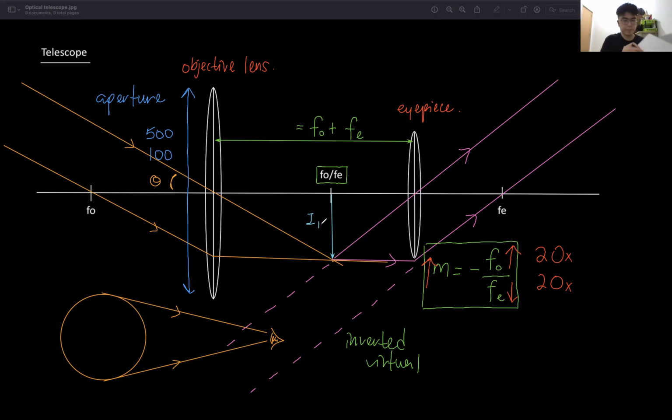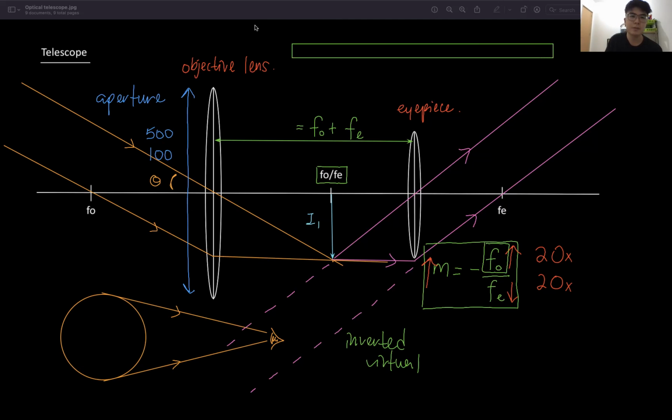Okay, so I think we already went through the important points. So this is the tube. Talking about increasing the magnification, right? You increase the focal length of the objective. That means you make the tube longer. Here's the telescope, you make the tube longer.